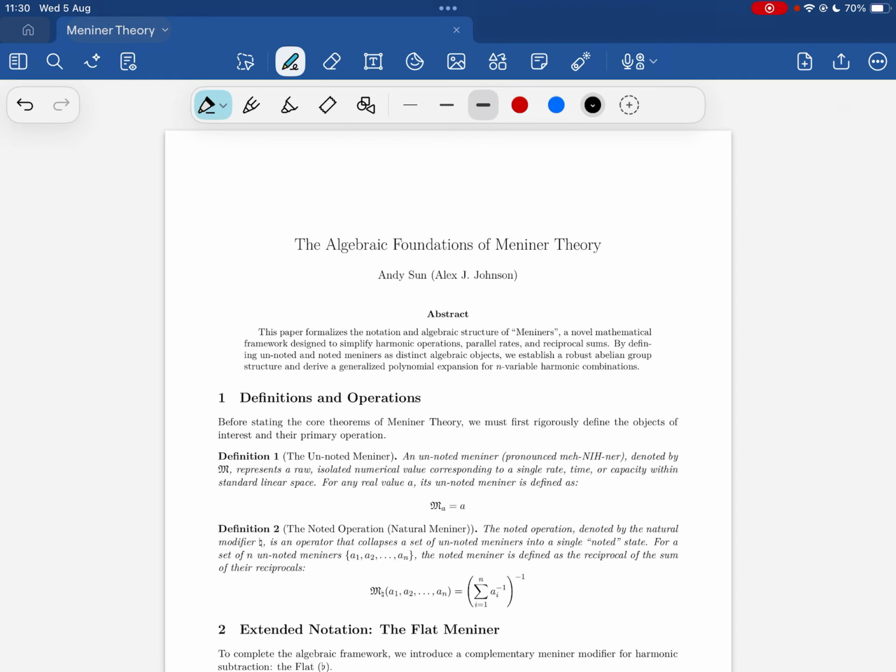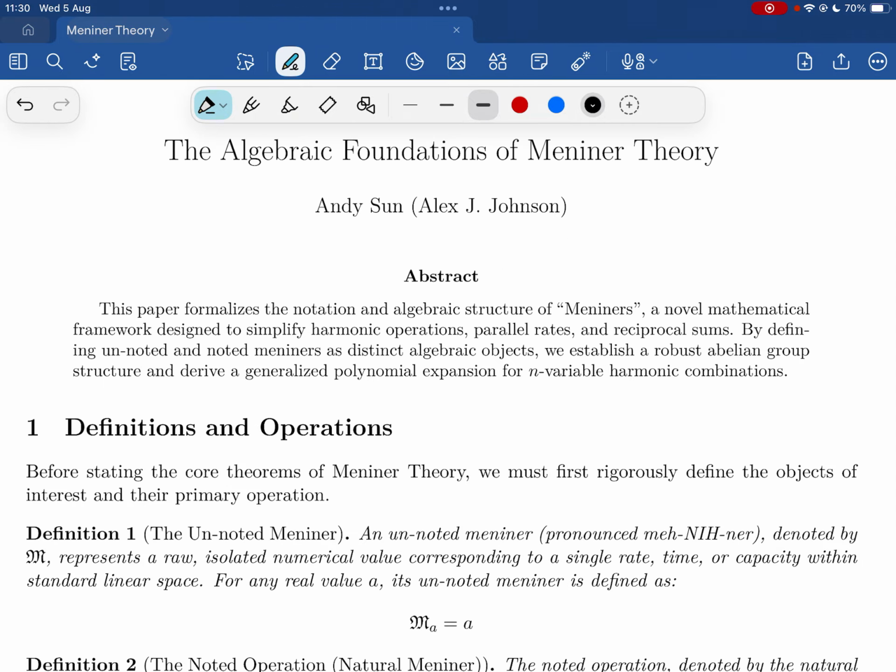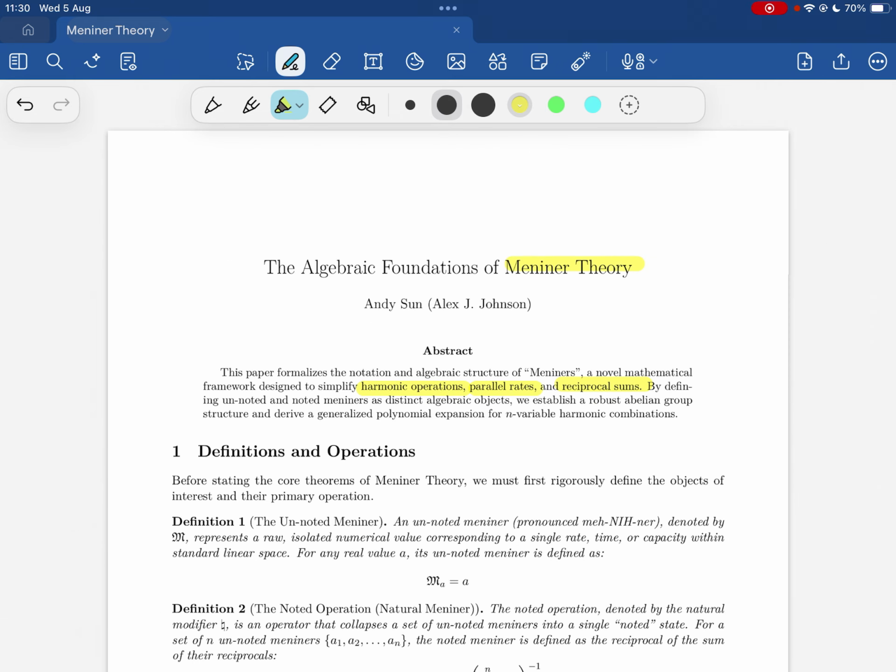Whether you are taking the SAT or taking the Olympiads or somewhere in between, Meniner theory may come of use to you. This is Andy, and this is Meniner theory, formulated by me and a bunch of people from AwesomeMath. And here we have a simple abstract that you can read of how Meniners can simplify harmonic operations, parallel rates, reciprocal sums, and aid your journey through math and physics.